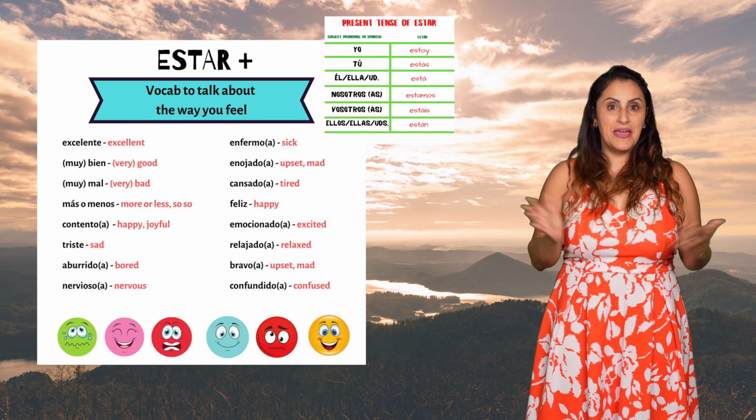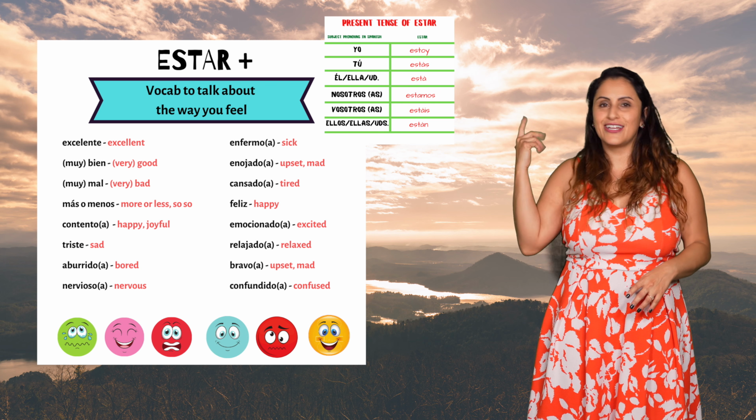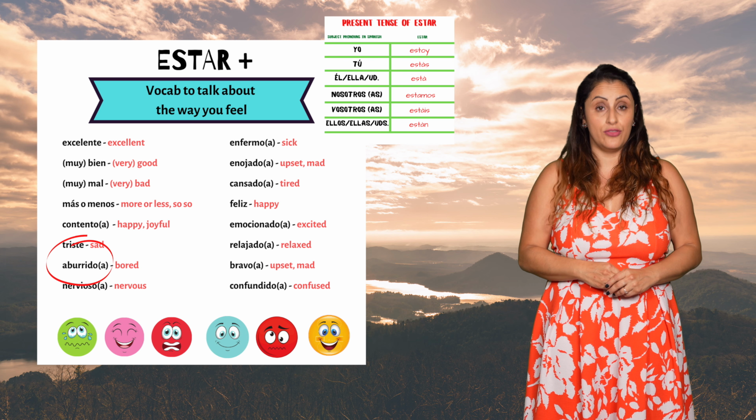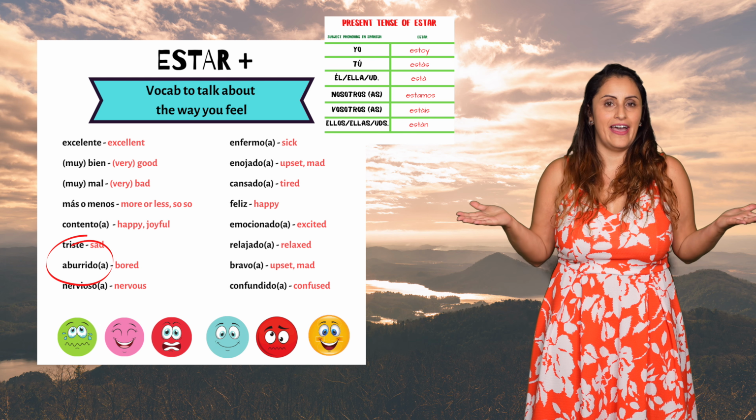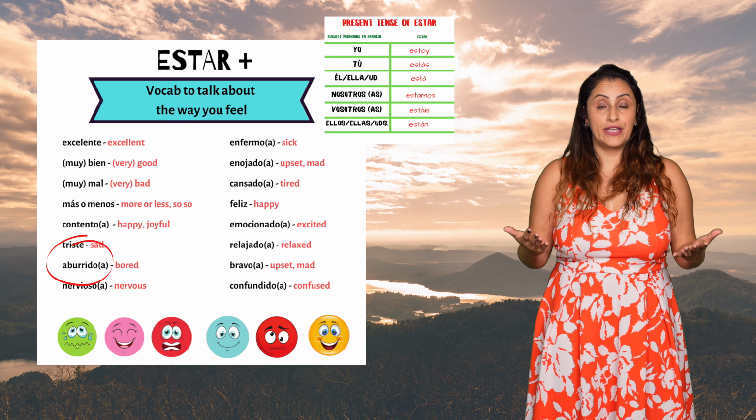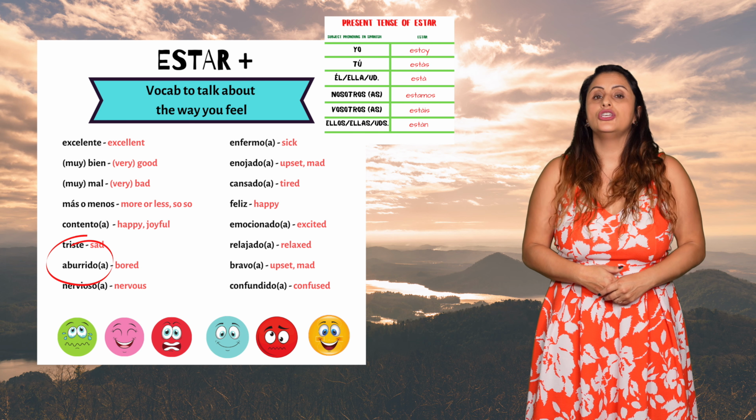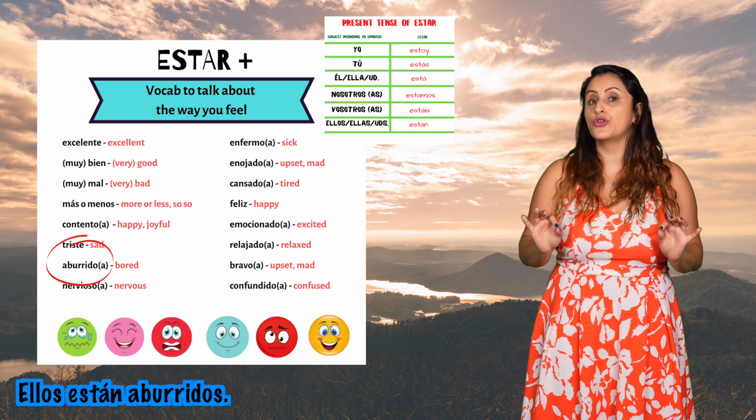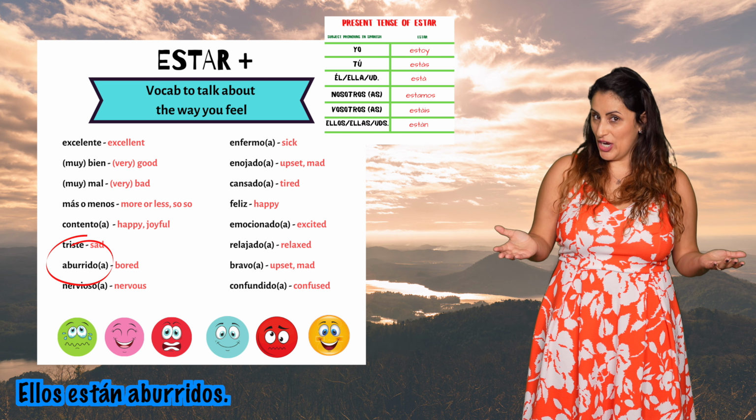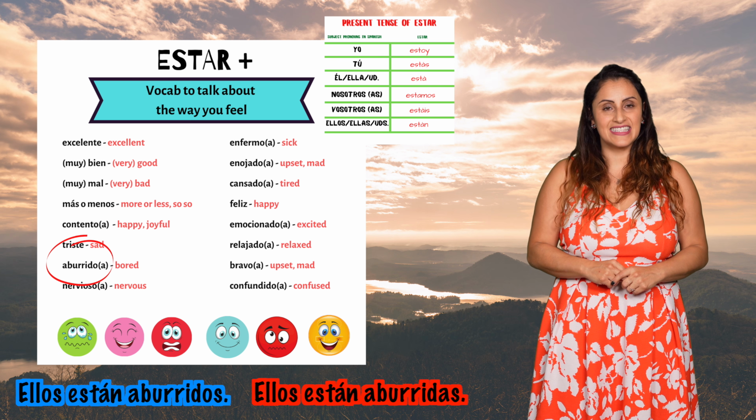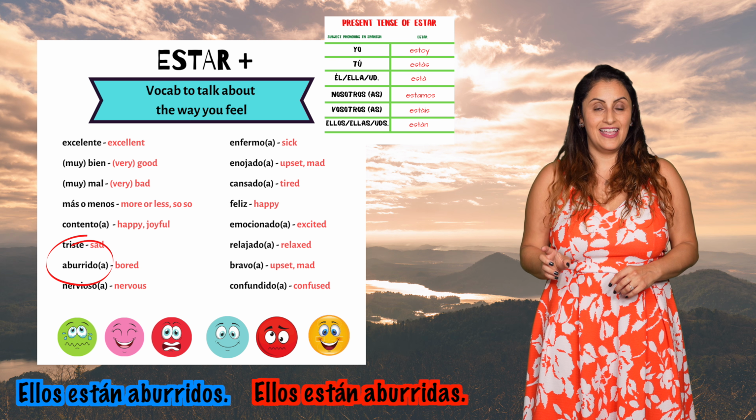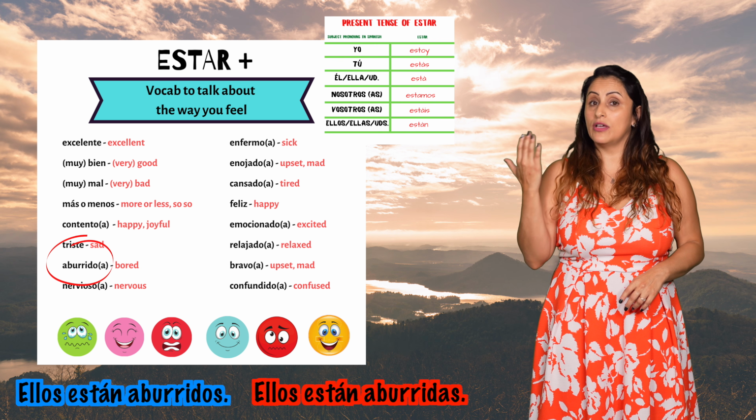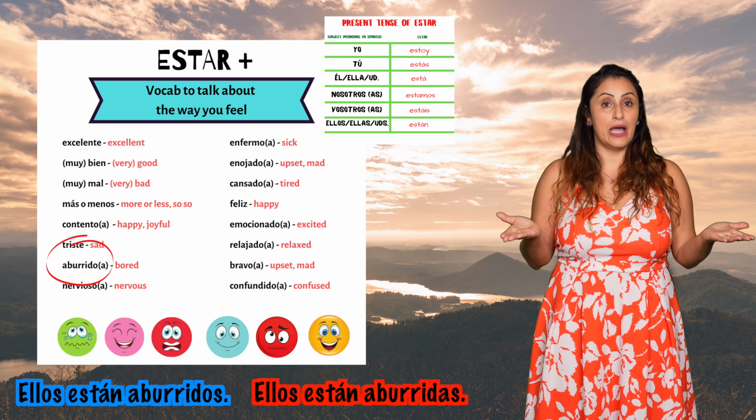If you want to talk maybe about a group, let's pick one of these adjectives. How about the adjective aburrido? Aburrido or aburrida. That is bored, when somebody feels they're bored. You would say, ellos están aburridos or ellas están aburridas. Again, notice how we took that adjective one more time and we match it in gender and number.